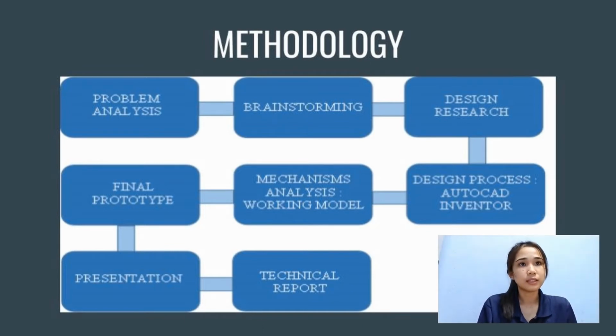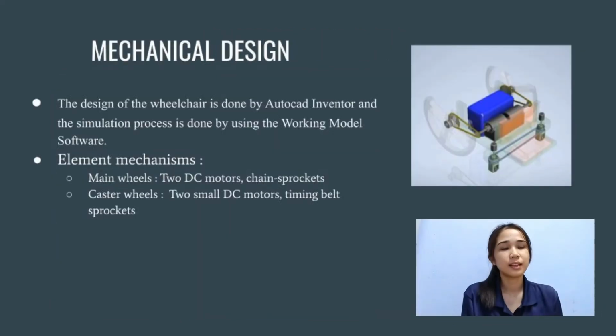After that, the design process and the mechanical analysis is done. After the final prototype, we have a presentation and technical report is written. The design of the wheelchair is done by using AutoCAD Inventor, and simulation process is done by using working model software. The element mechanism used on the main wheel is 2 direct current DC motors, 2 sprockets in each wheel, and 2 chain drives to connect the sprockets.